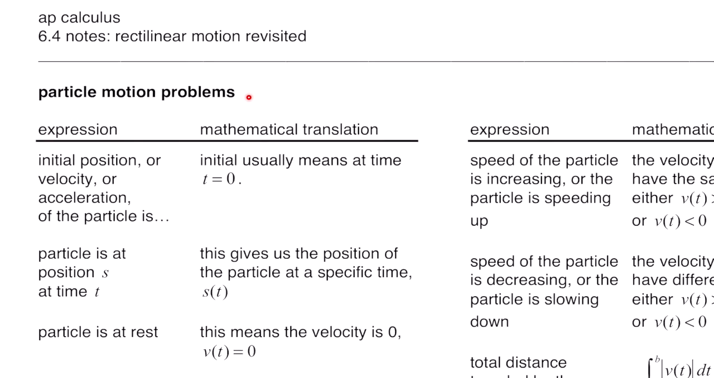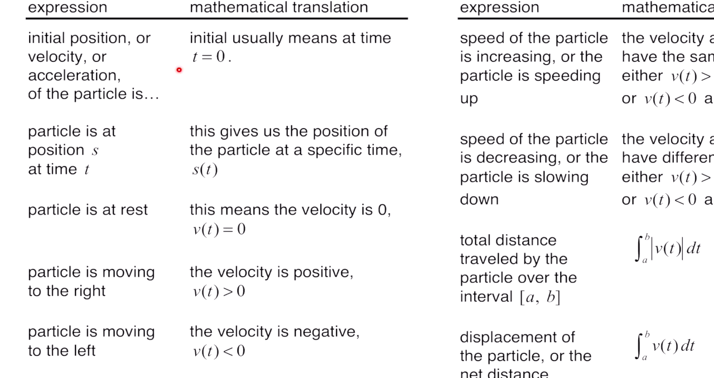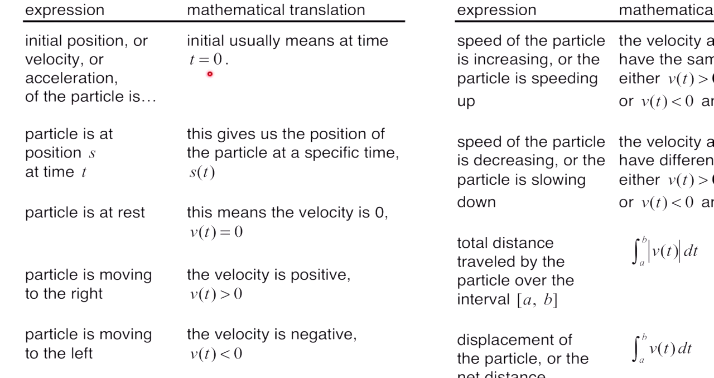In this lesson, we're going to talk about particle motion. So we have a chart here that we're going to go through. On the left, it says the expression, and on the right is the mathematical translation. First, we have initial position, initial velocity, or initial acceleration of a particle, and that means that time is going to be equal to 0.